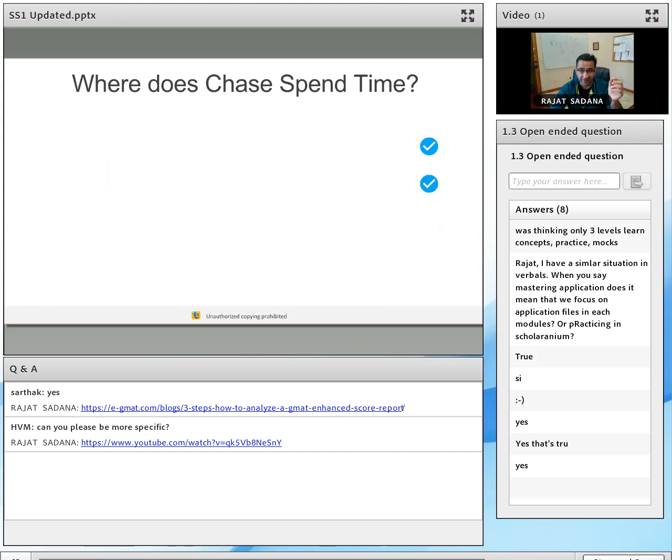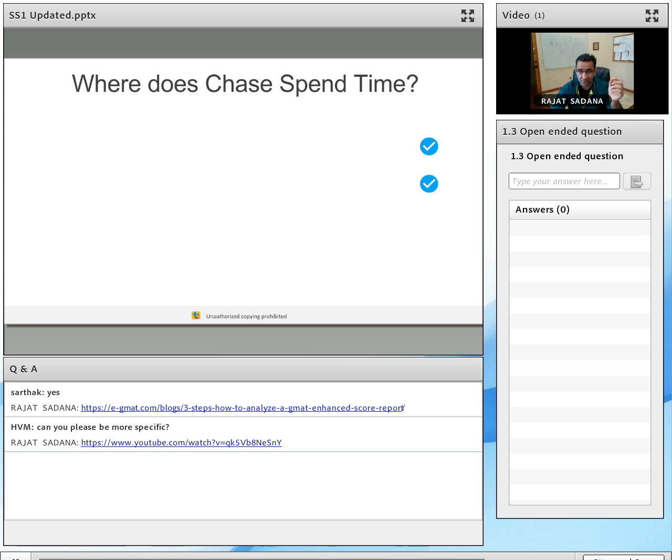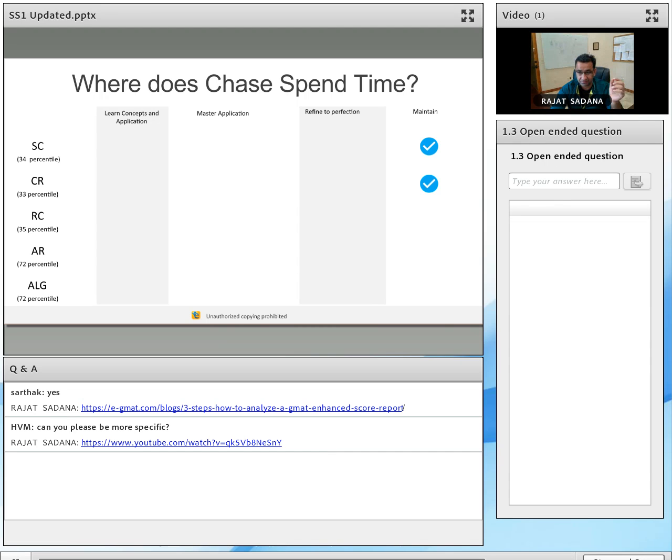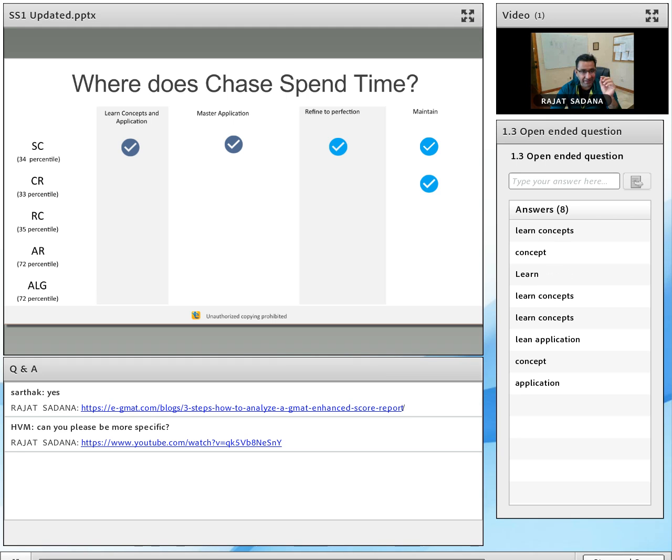Now, Chase has a very different journey. Remember, Chase is at 34th percentile. So what does Chase need to do? What does Chase need to do in sentence correction? He needs to learn concepts. Yes. He needs to spend a majority of his time in learning concept and application. That's why he has 3 weeks in sentence correction, 3 weeks in critical reasoning, 3 weeks in reading comprehension, because he needs to do that additional step.